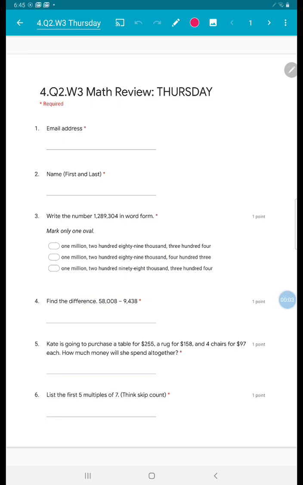Let's take a look at Thursday's daily math. The first question asks you to write this number in word form. So to write a number in word form, we're going to name each period or group of digits.